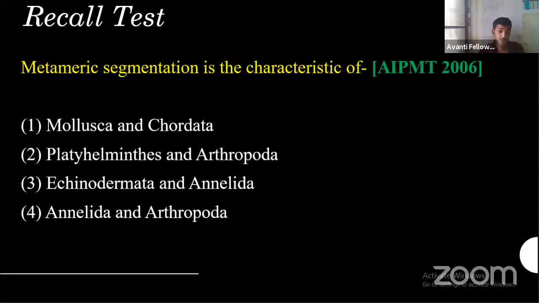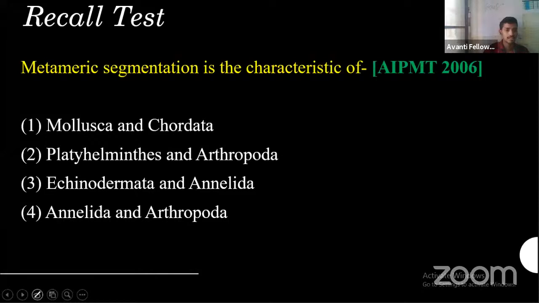Metameric segmentation, or true segmentation, is found where? Segmentation you can find in several phyla, but where can you find true segmentation, both externally and internally? I'm ending the poll in 10 seconds, guys, so answer quickly. So many are giving correct answers, in YouTube also. I'm ending the poll and sharing the results. 7% chose option A, 4% B, 20% C, and 71% chose option D. I'm stopping sharing the results.